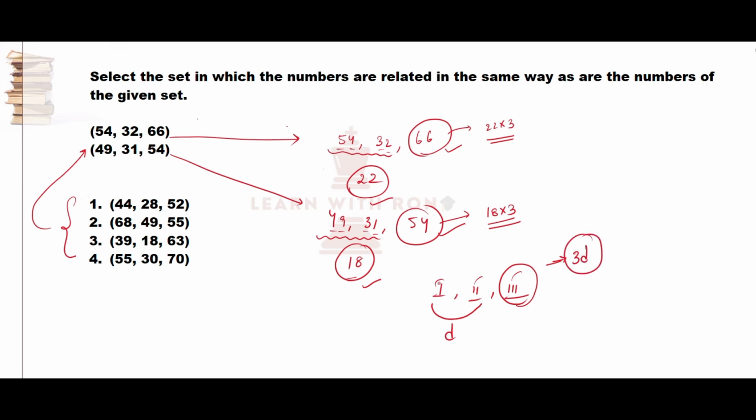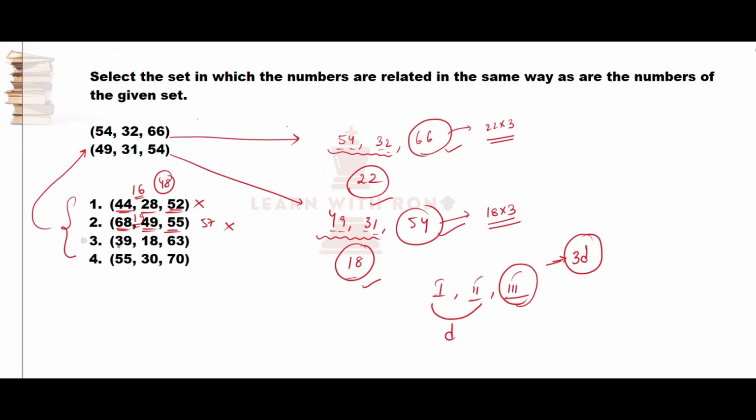Okay, let's observe the options here. See the first option, the difference of 44 and 28, how much? 44 minus 28 is 16. 16 times 3 is 48, not 52. So the first one is not our option. See the next option, 68 minus 49. 68 minus 49, how much? 19, right? Okay, 19 times 3, how much? 57, not 55. So the second one is also not our option.